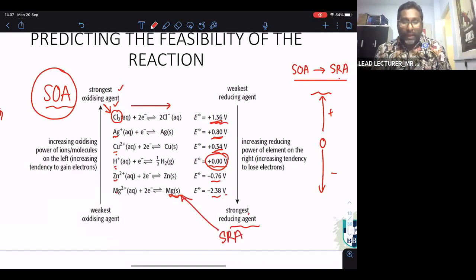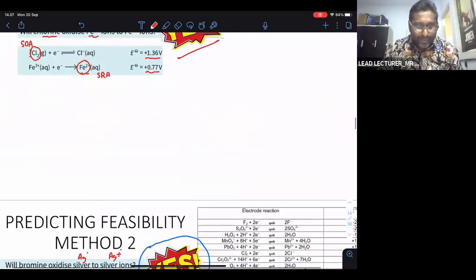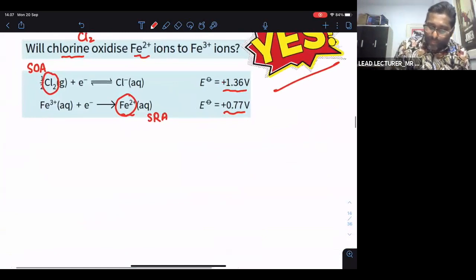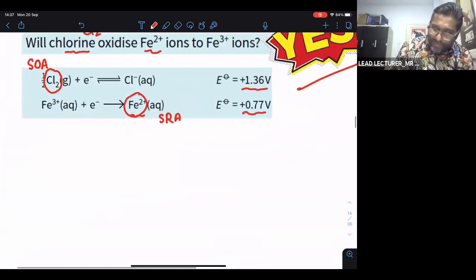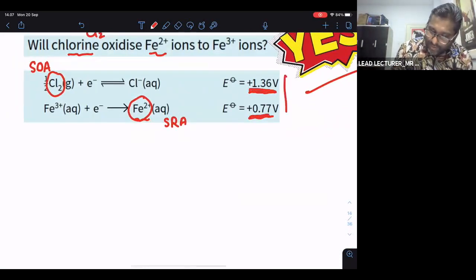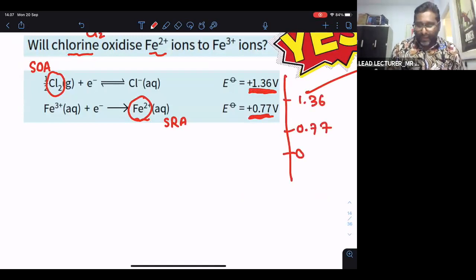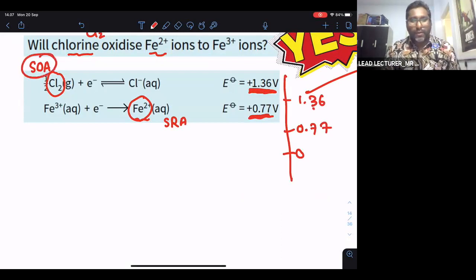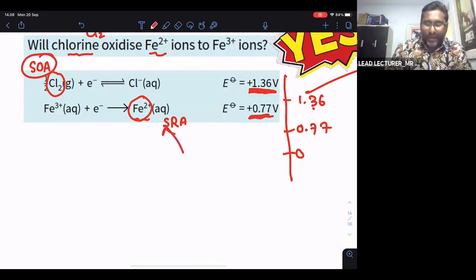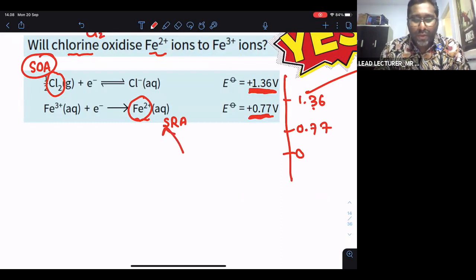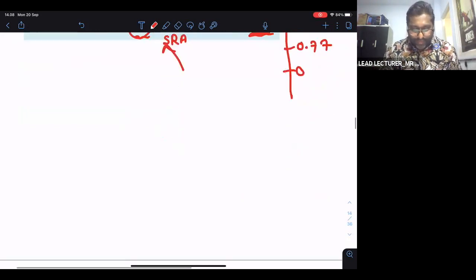That is how you identify. So here you can see in this table, you have so many examples. But if you can just compare with two only, no problem. You can see more positive, less positive. If I arrange 0, then I have 0.77, 1.36. So you can see this is 1.36. I rearrange, and this is automatically SOA on my left hand top, and this is automatically SRA. This is how you can identify. Hopefully this answers the question.